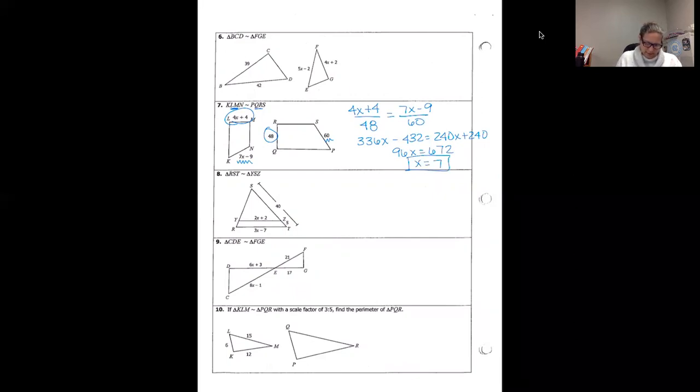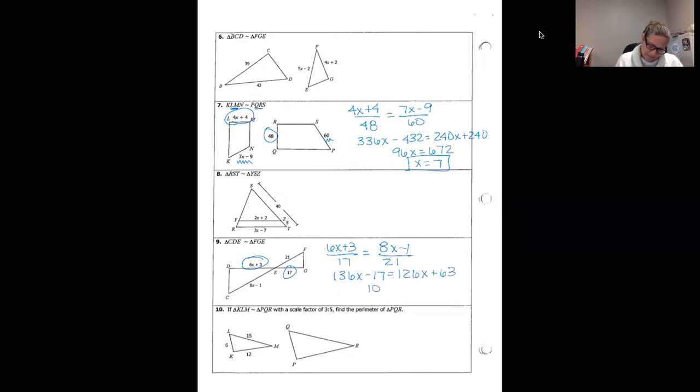Problem number 9, DE and GE. So 6X plus 3 over 17 is equal to 8X minus 1 over 21. 136X minus 17 is equal to 126X plus 63. 10X is 80, so X is equal to 8.